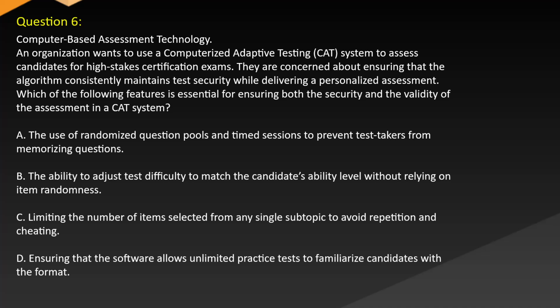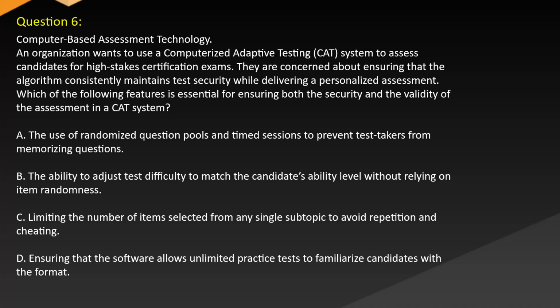Question 6. Computer-based assessment technology. An organization wants to use a computerized adaptive testing CAT system to assess candidates for high-stakes certification exams. They are concerned about ensuring that the algorithm consistently maintains test security while delivering a personalized assessment. Which of the following features is essential for ensuring both the security and the validity of the assessment in a CAT system?